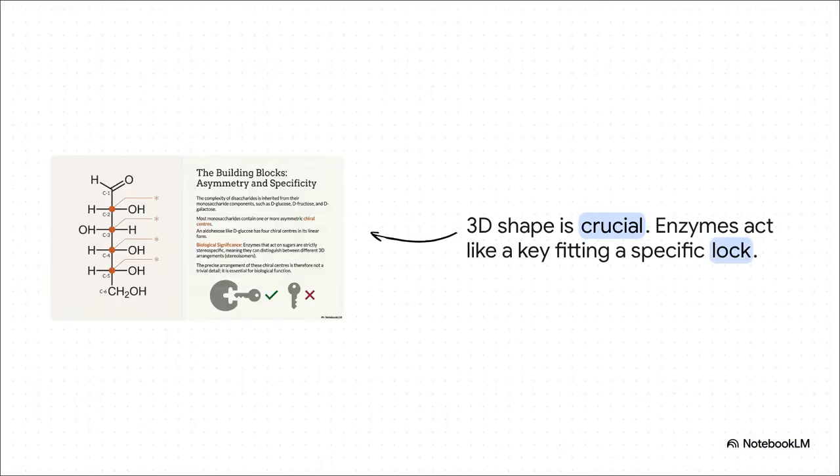You see, in biology, 3D shape is absolutely everything. Our bodies use these things called enzymes to get work done, and enzymes are incredibly picky. It's like a key fitting into a very specific lock. They will only work on a molecule that has the perfect 3D shape. And this precision all comes down to the layout of these things called chiral centers. Where they're placed isn't some minor detail, it's everything.